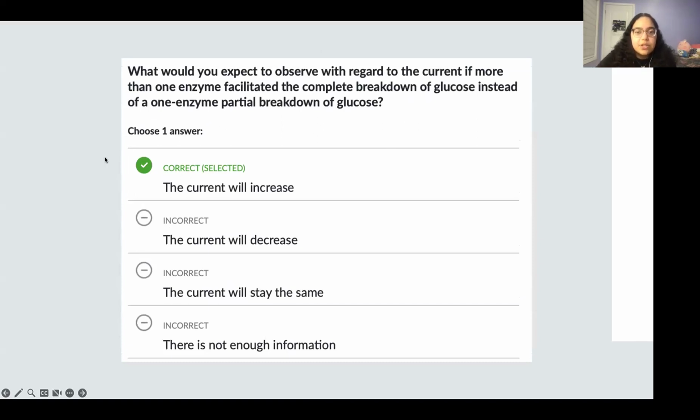For this question, current, so again, flow of electrons, more current, more electrons. And so breaking down glucose in multiple steps will allow more electrons to be oxidized from the glucose. So multiple enzymes would probably increase the current.